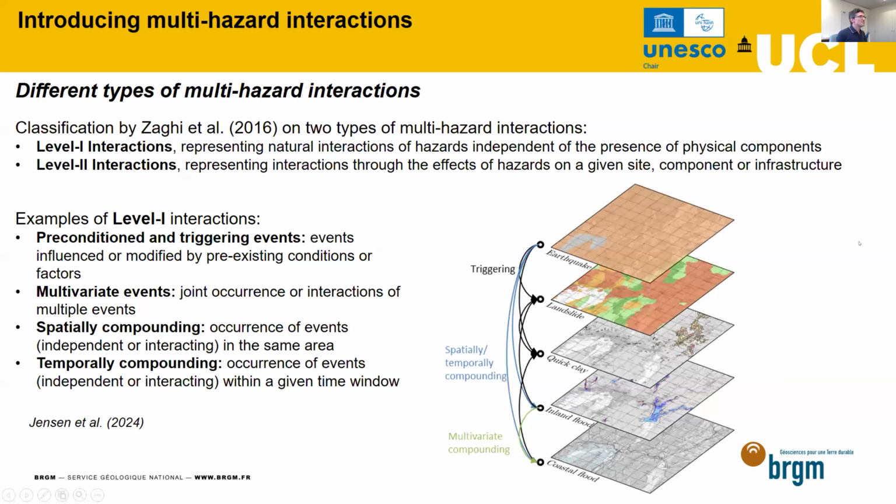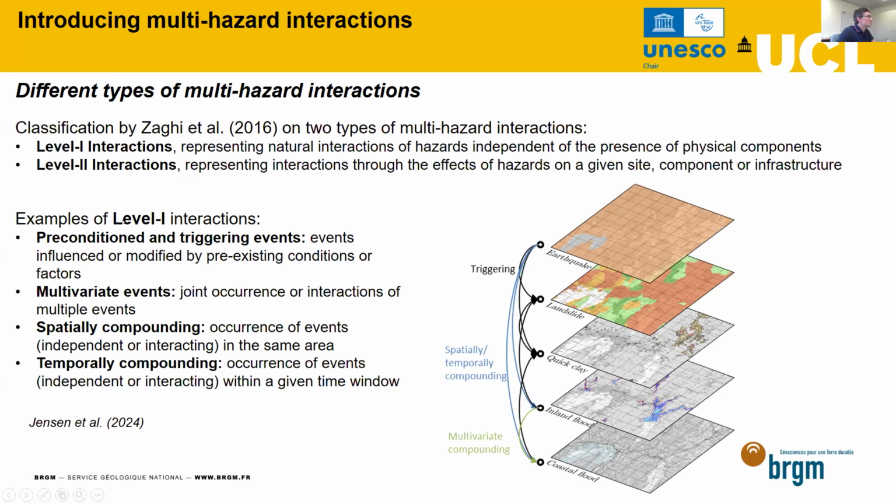Now I'm moving to the case of a proper multi-hazard risk analysis, and how we can consider multi-hazard interactions. There is a classification that exists with 2 main types. The first one, level 1 interactions, represents natural interactions of hazards independent of the presence of the physical component, or level 2, which only focus on the interactions that hazards have given the existence of a given site, component, or infrastructure.